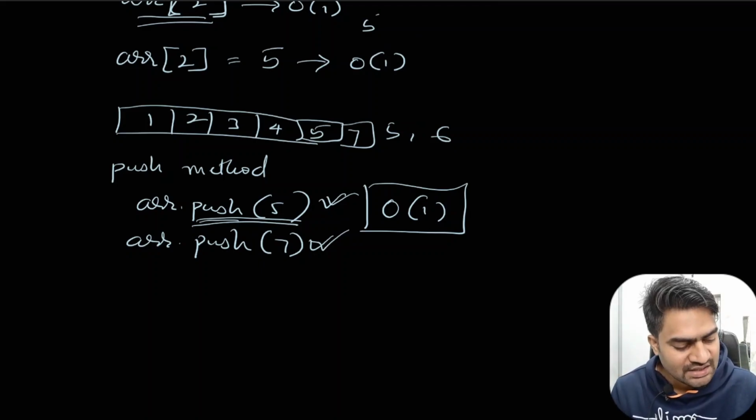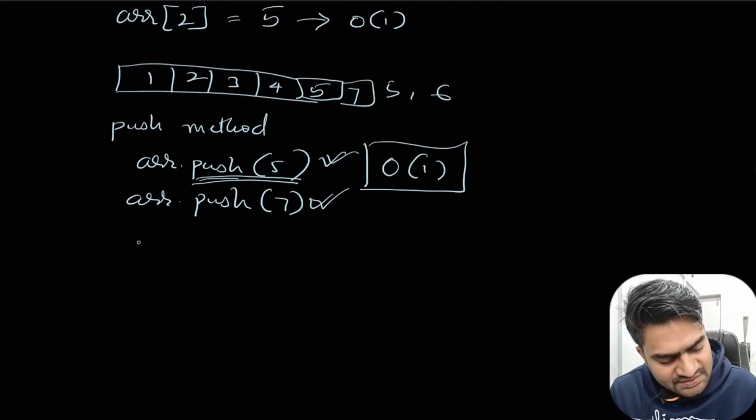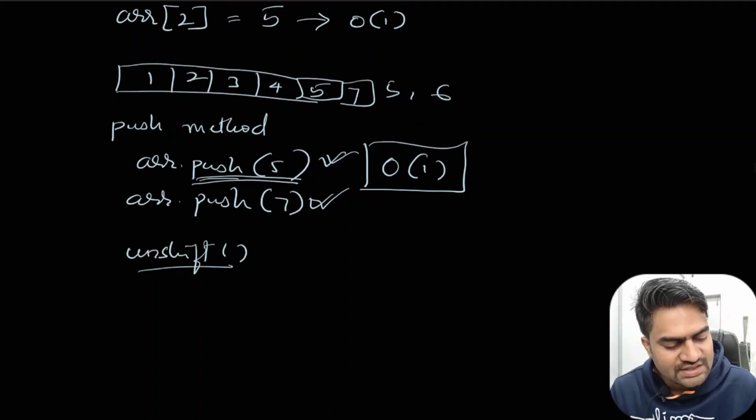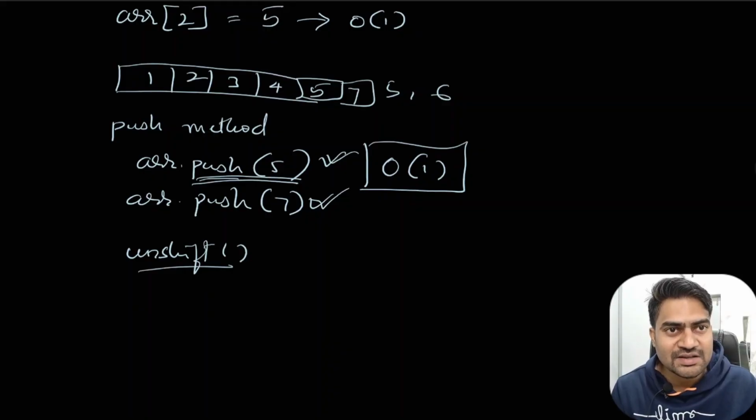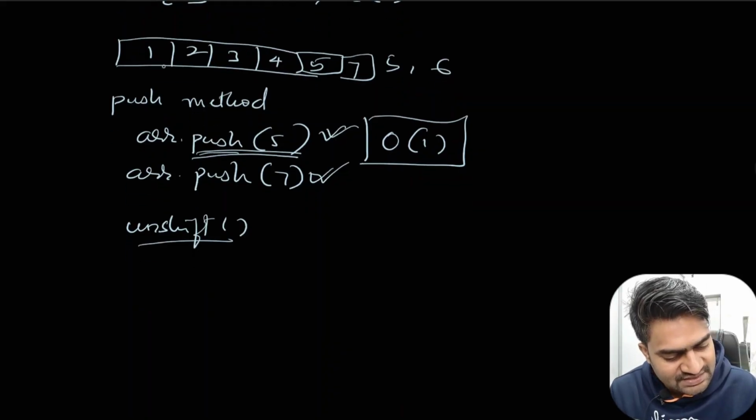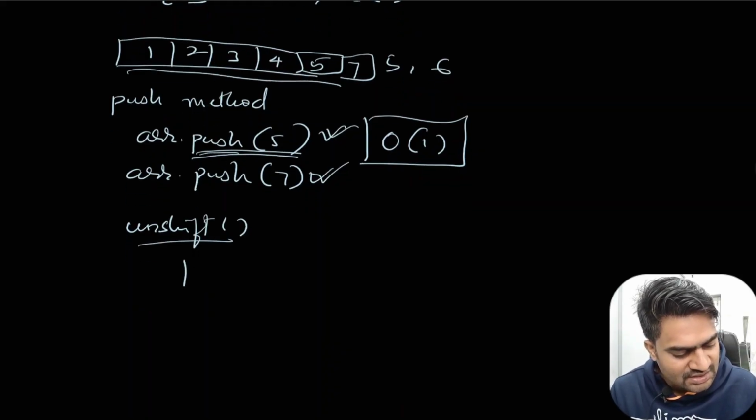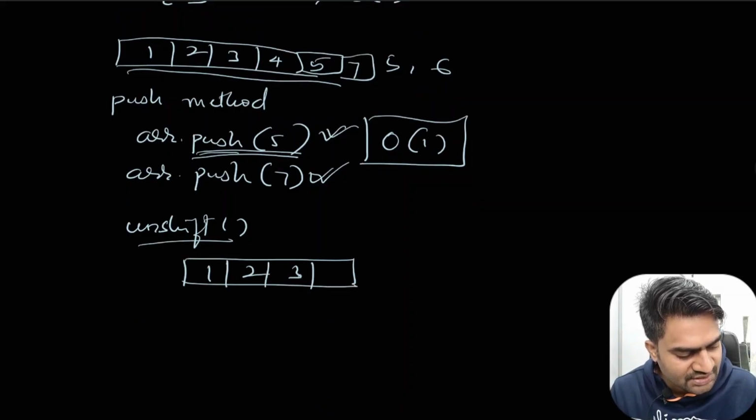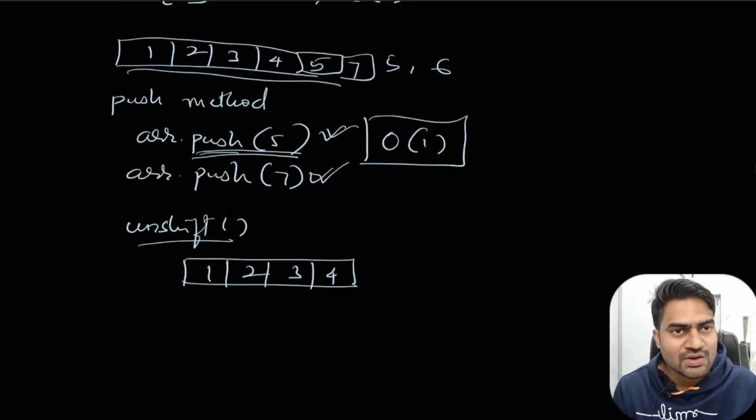Now there is one more method, which is the unshift method. It will add the element at the beginning of the array. If this is my array, let's assume only 4 elements, 1, 2, 3 and 4, and now I want to add 0 at the beginning. In that case, it should first shift all the elements towards the right, then make this place empty, and then add 0, right?